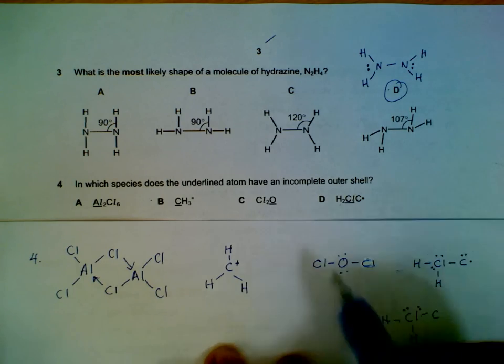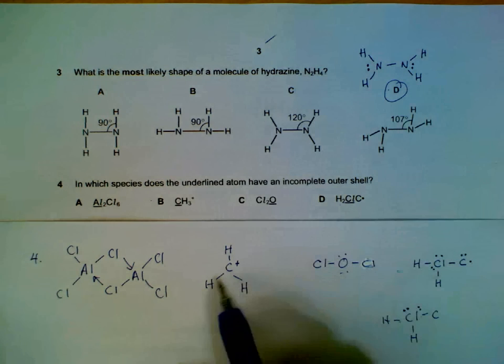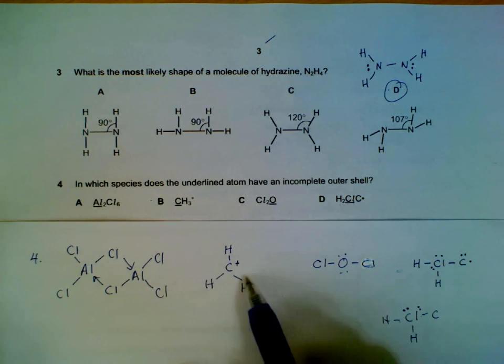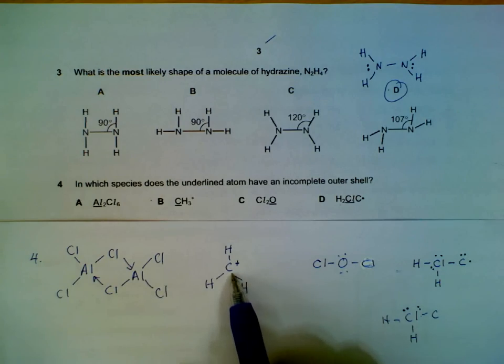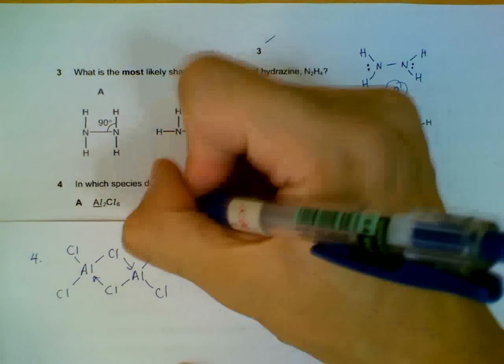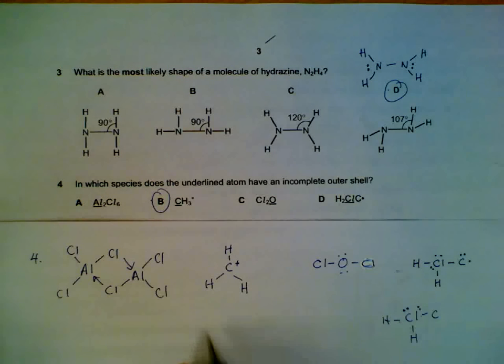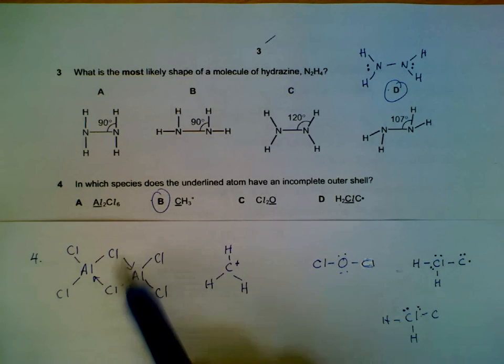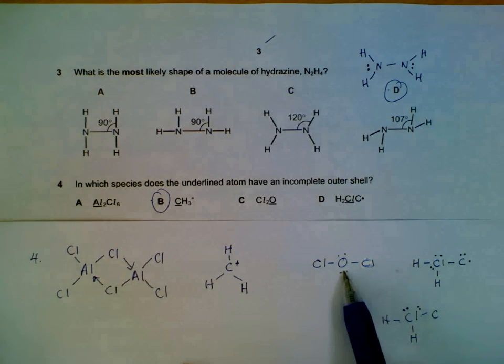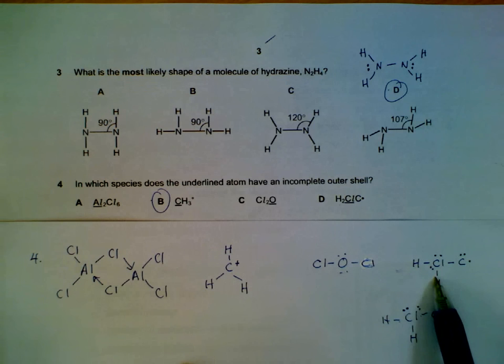So looking across, incomplete outer shell means we are looking at this particular carbon. This one only has 6 electrons surrounding it. It's a carbocation. The rest will actually have 8, for aluminium, for the oxygen here, and for the chlorine here.